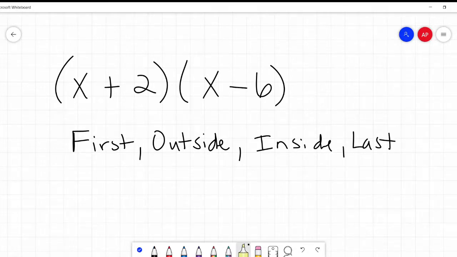So this means we multiply the first terms together. We multiply the outside terms. We multiply the inside terms, and then the last terms.